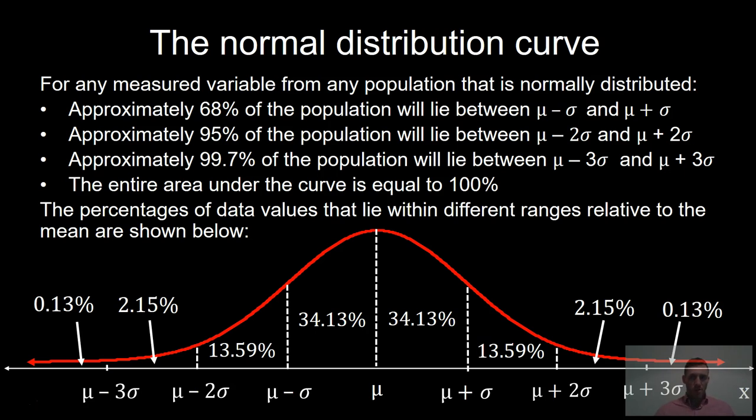If we know the variable is normally distributed, we can use the mean and standard deviation to predict the percentage of data that will lie within a certain interval. We can also use these percentages to find probabilities.